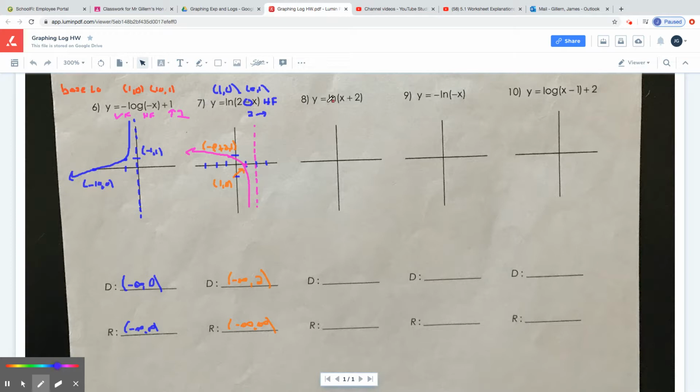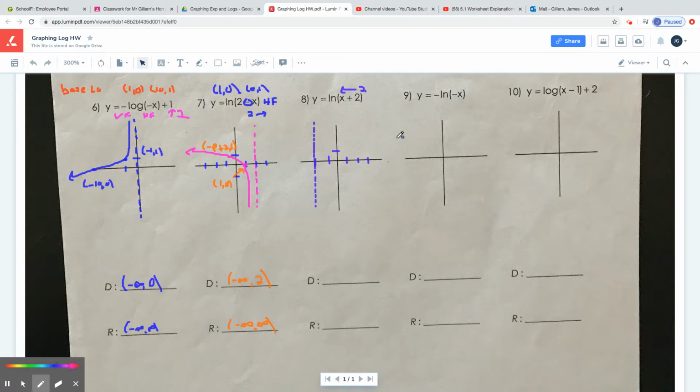All right. Once again, we have a base e, so we're using these points again. The only thing happening here, I'm moving to the left 2. That's it. All right, which means I have a vertical asymptote at x equals negative 2. All right, nothing else is happening at this problem.